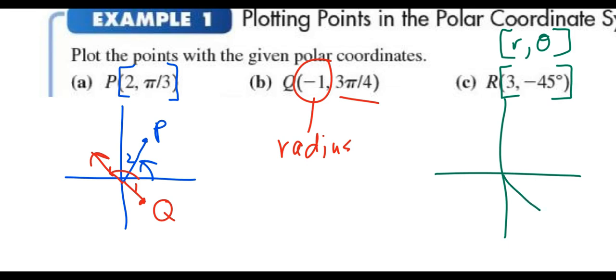So negative 45 is a rotation down here, right? And then walking positive 3, so this would be the point that's 3 units away, so R is down here in quadrant 4. So that's how we rotate. We rotate, then we either walk forward like we did in example A and C, or we walk backwards like we did in example B, or 1B I should say.